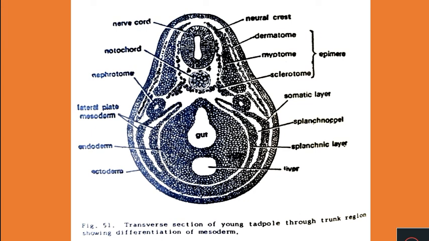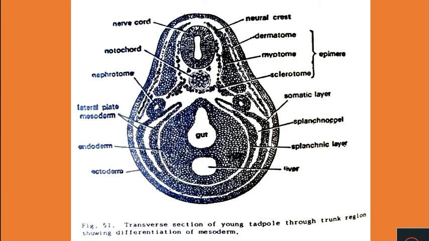Just like that, the body of these higher organisms is built on a tube within a tube body plan. That means the inner tube is the gut. So, this is the inner tube or the gut, and this is the outer tube.